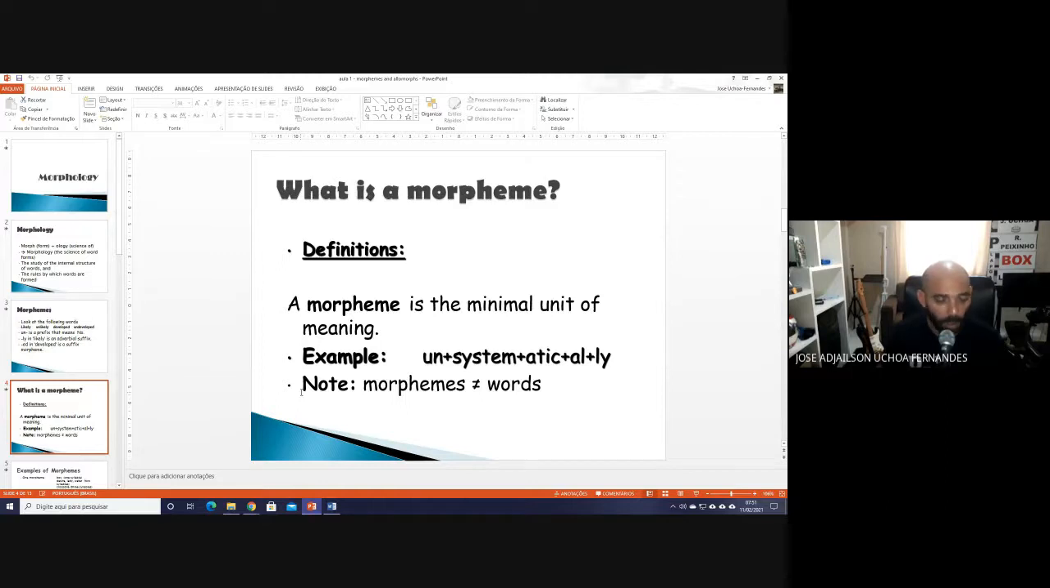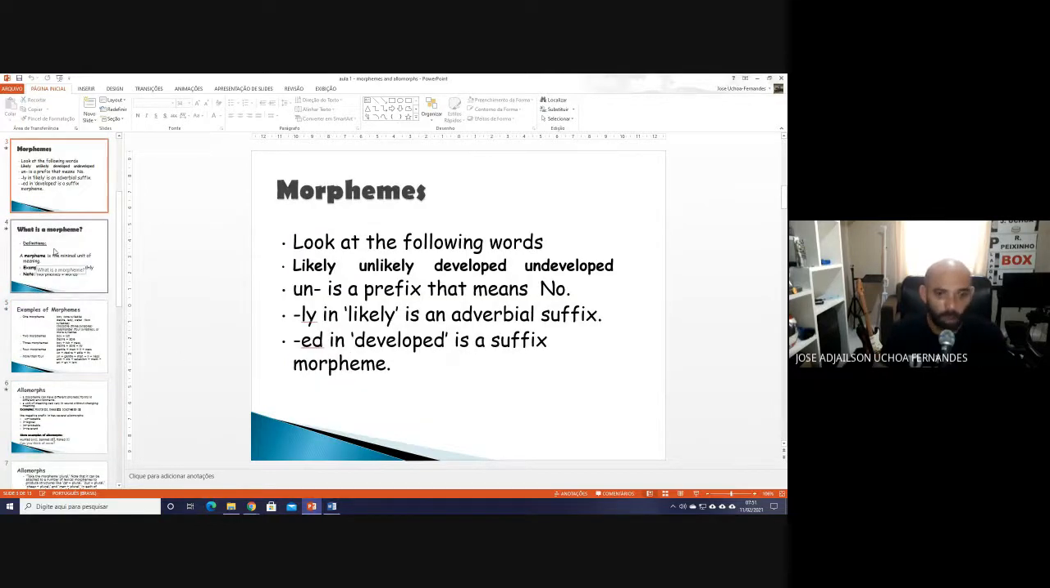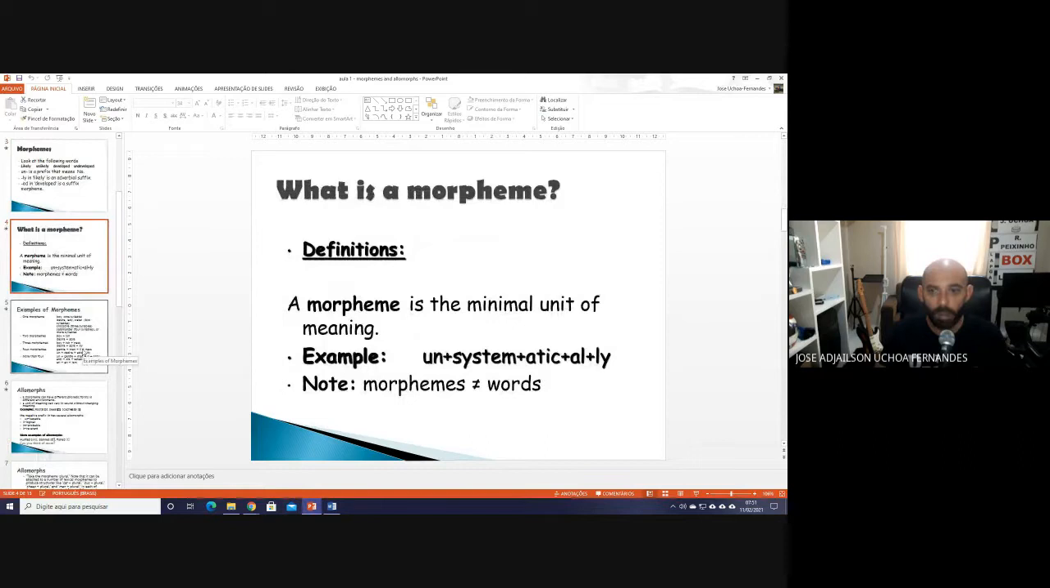are such that they only have one morpheme, like ball, like dish, like fish, or for example, bar. Okay, they are coincidentally a word and a morpheme.